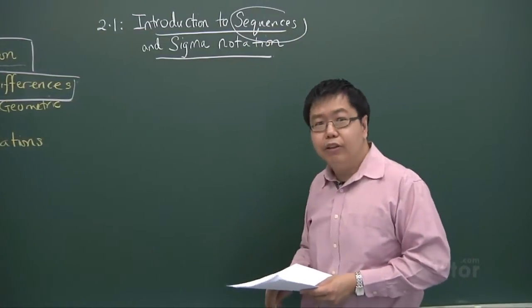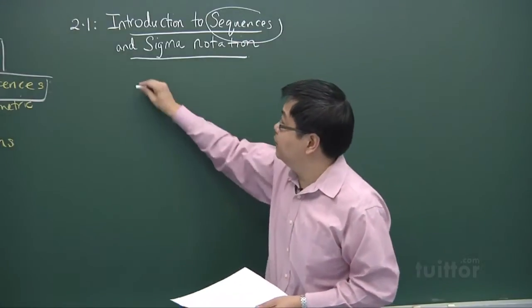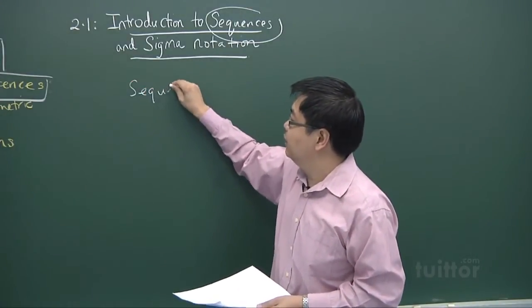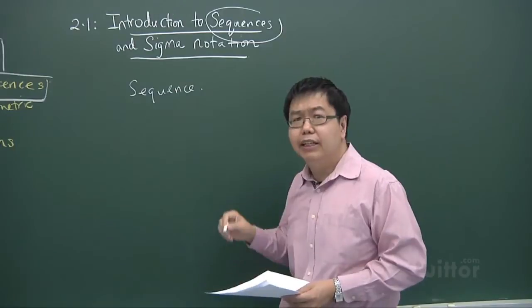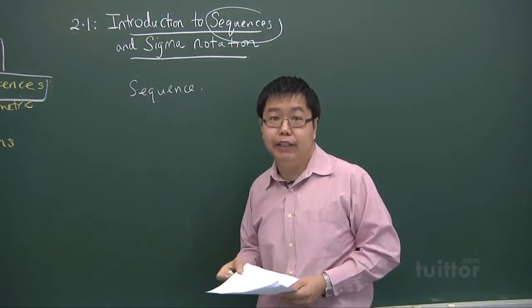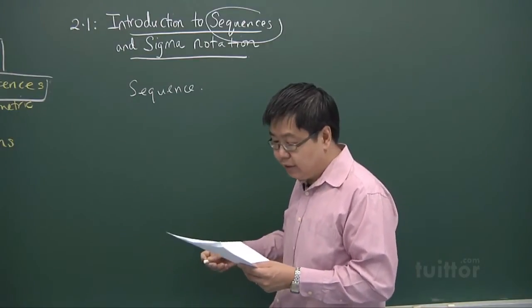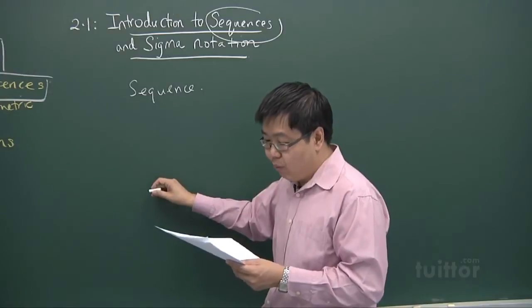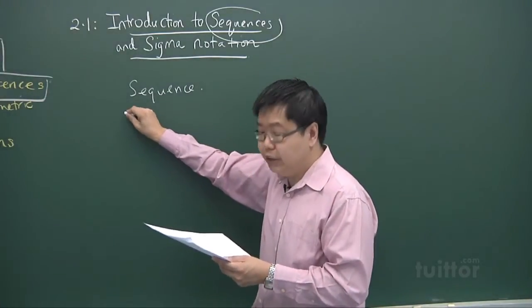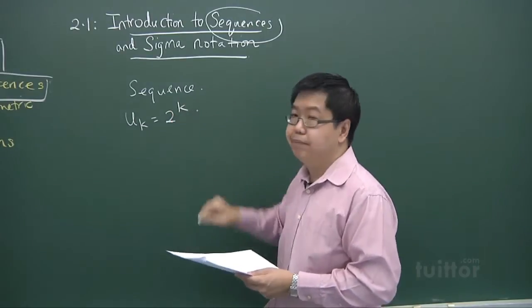A lot of students have problems understanding what is meant by a sequence. Basically, a sequence has a simple definition: it is a listing of numbers which has a certain pattern involved in it. For example, based on the handouts that you have printed, I gave you some examples, one of which is a sequence with a general term given by u_k equals 2 to the power of k.